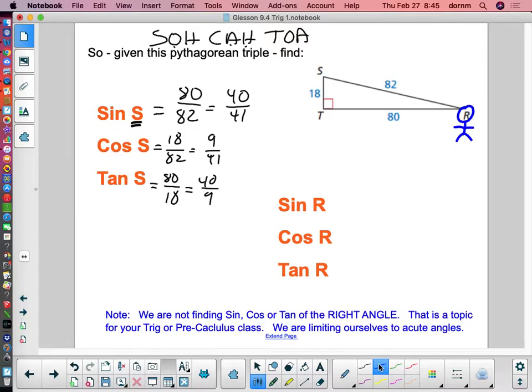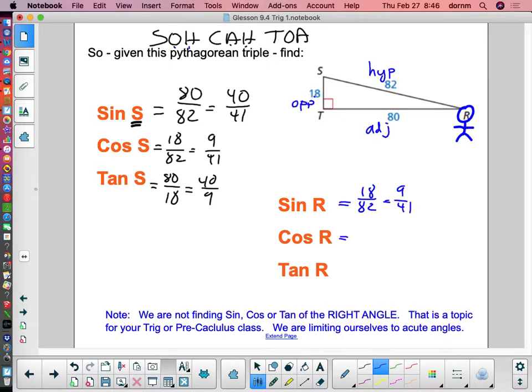Now if I switch my perspective to angle R, which side is the hypotenuse? It hasn't changed, right? Because that's absolute. Now which side is the opposite? The 18. And now, so this becomes the adjacent. Okay? So the sine of R, if we switch our perspective to R, is what? Sine is opposite over hypotenuse. So 18 over 82, which is 9 over 41.